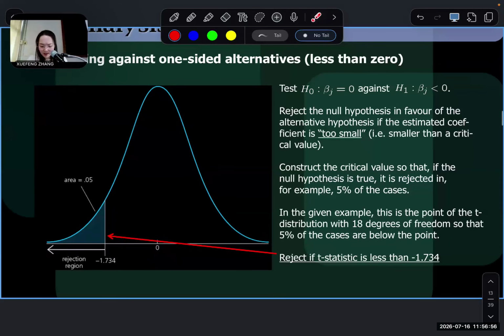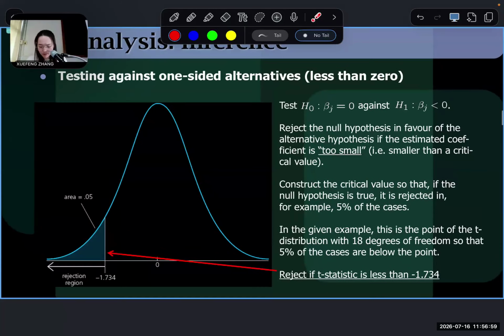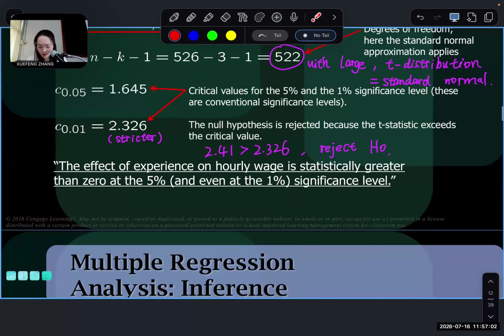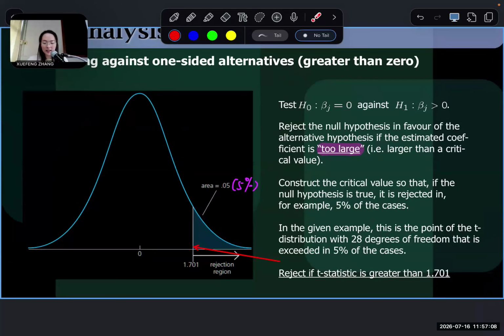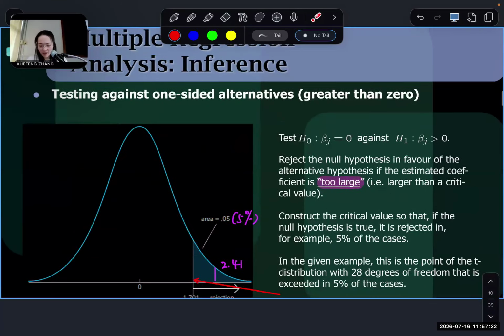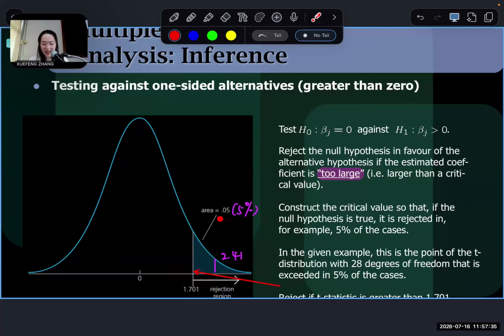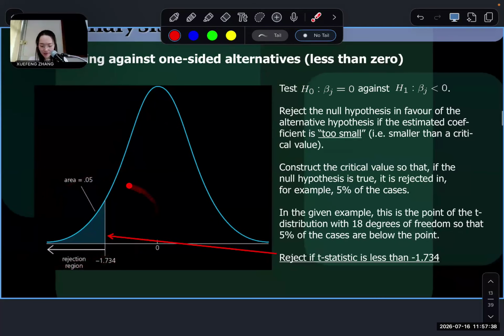Okay, let's see the graph. I think it's better. Okay, let's go back to this one because we need positive here. Basically, this is our critical value. 2.41 is somewhere here. You see, our t ratio is in the rejection region. That's why we can reject H0. So this is the positive side. Let's see the negative side, okay?